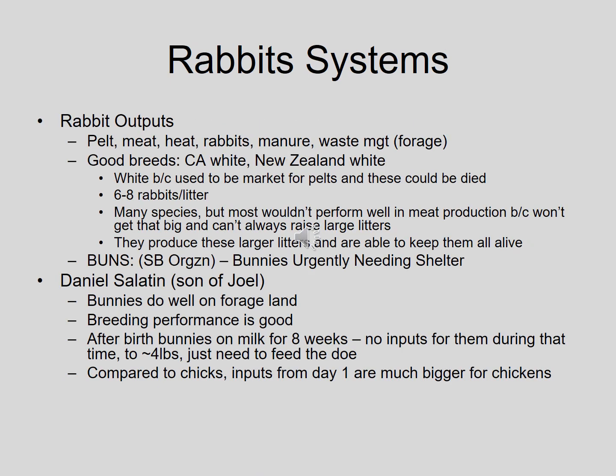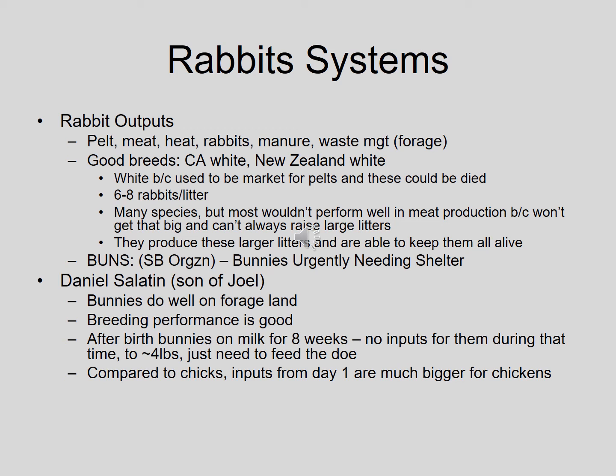Let's just talk about rabbits in general for a minute, because rabbits are a great animal for a permaculture system in a number of ways. As far as the outputs go, they produce their fur or their pelts, meat, they produce heat, they produce more rabbits, they produce manure, and they manage waste. Kinds of kitchen waste and things they can eat. There's good breeds for different climates. In our climate, a couple of them that are good here in Southern California would be the California White and the New Zealand White. Whites are often bred because it's easier to sell their pelts because they can be dyed to different colors more easily.